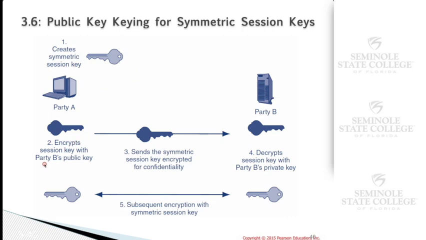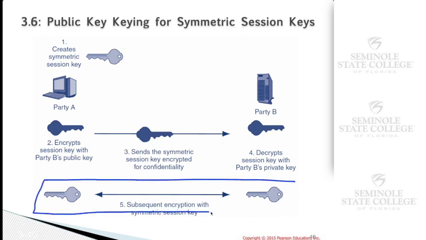Then you encrypt the session key with party B's public key and send it over. Now party B will get your session and will know what the symmetric key is. And after that, you can forget about this public private key. You can start communicating with the symmetric key that we just got.